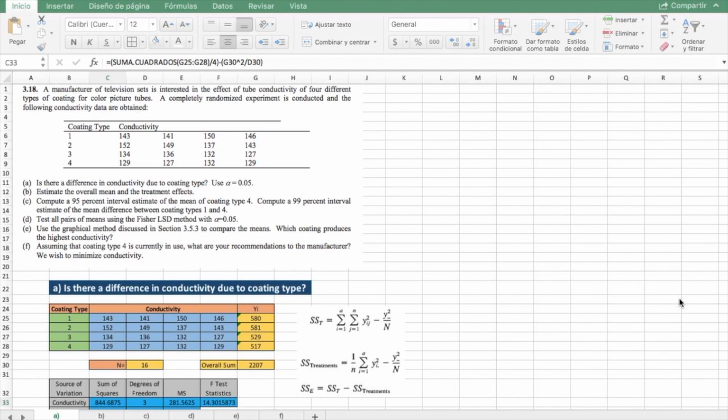Hi, my name is Scarlett and I'm going to explain problem 3.18 from Chapter 3, Experiments with a Single Factor, the Analysis of Variance problems.